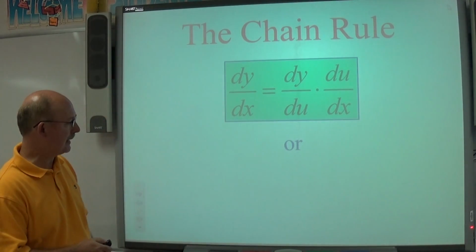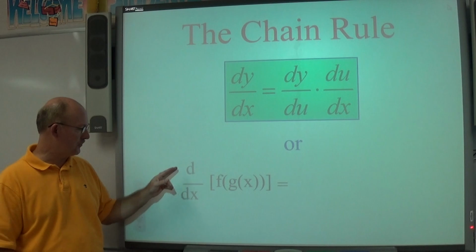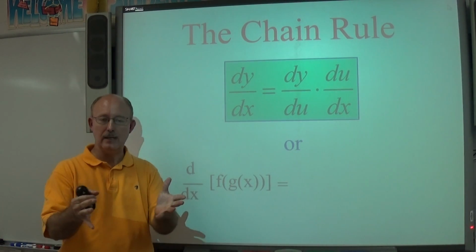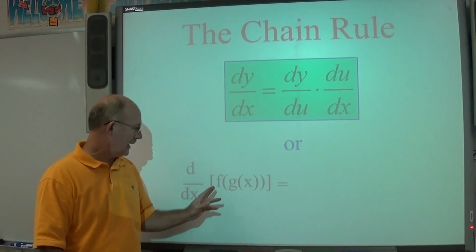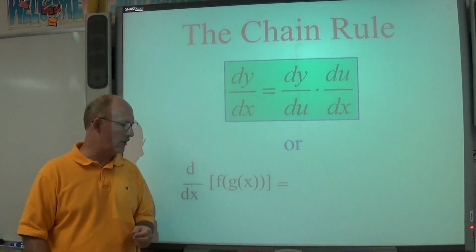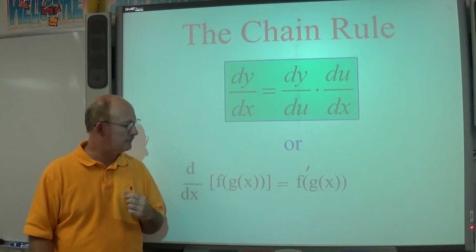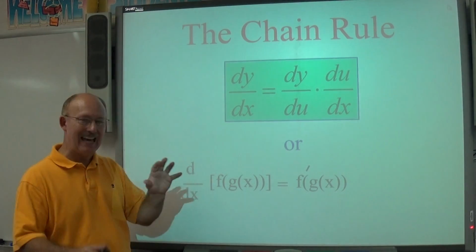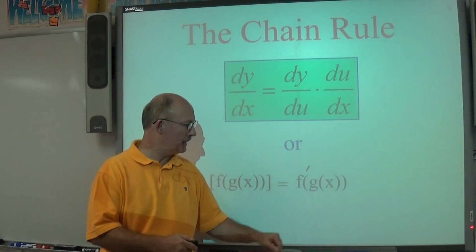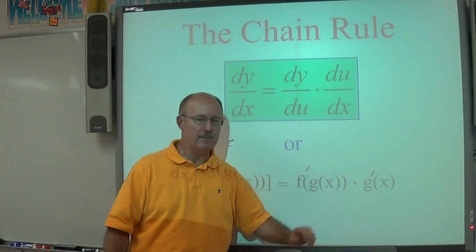So it's typically written like this. This is the way I write it. The derivative of f of g of x. Now, f of g of x is how you indicate a composite function. f is the outside part of the function. g of x is the inside part of the function. So as you take the derivative, you take the derivative of f, that's f prime, leave the inside the way it is, times the derivative of the inside.